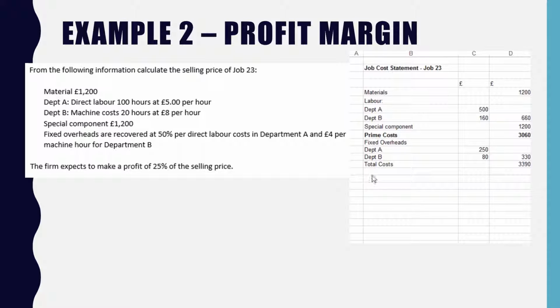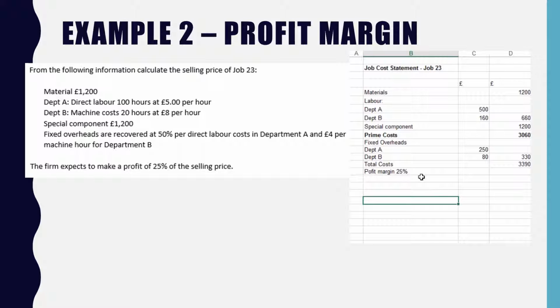So my total costs at the moment are 3,390. Now, in our example this time, we want our profit to be 25% of the selling price. So we don't know what the selling price is yet because we haven't worked out what the profit is yet. So we're using a profit margin this time, and it's to be 25%. I'm going to do a little calculation down here. Our total costs at the moment are 3,390.